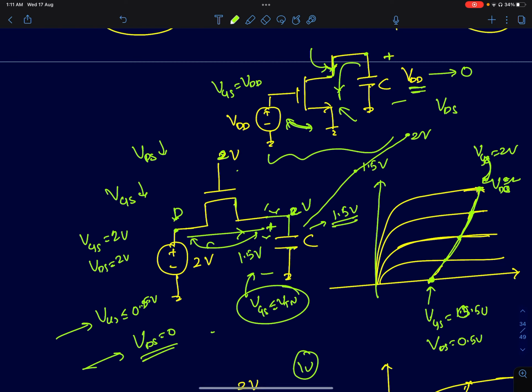But since we have reached cutoff, the current in the MOSFET already becomes zero. So this is how on an ID versus VDS graph, the trajectory of the operating point or the drain current of the operating point of this MOSFET is going to look like this. It will be a combination of these points. If I just join these points on the green curve, that's going to be the trajectory of the operating point of this MOSFET here.